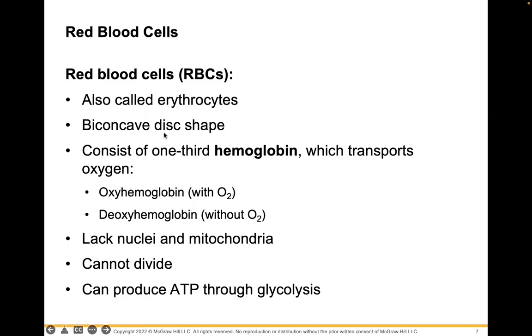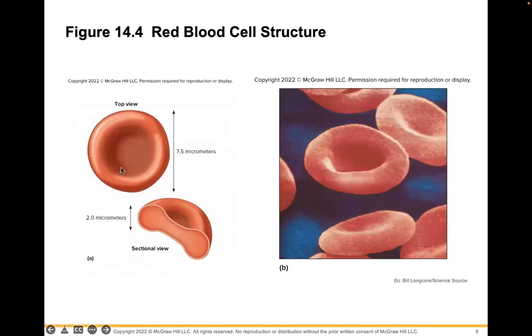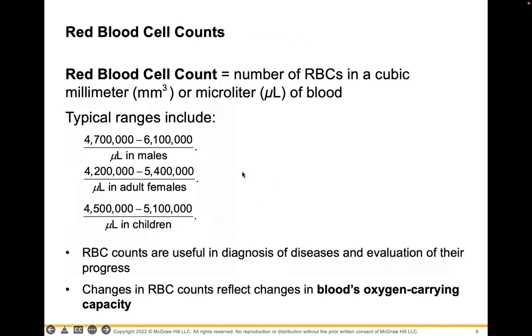The shape is called a biconcave disc, as you can see here, because this has a concave shape and the bottom part has a concave shape. And you can see it's anucleated and there's no nucleus in here. And what's in here, though, is your hemoglobin, which is your blood protein, and it's associated with the heme group and iron. And with that, that's how you hold oxygen and carbon dioxide, among other things.